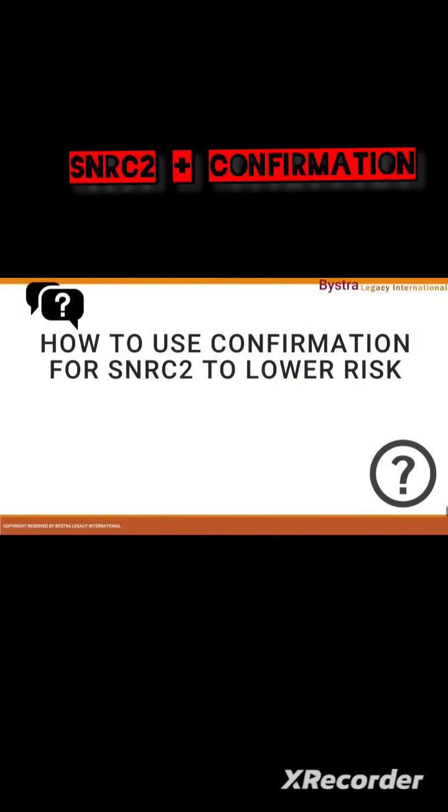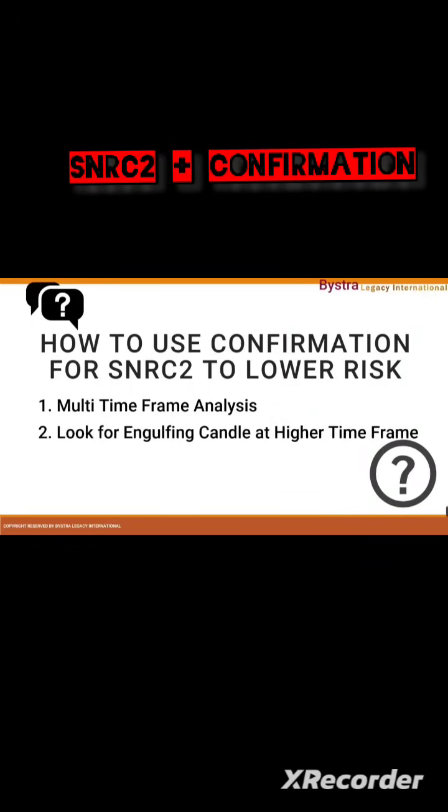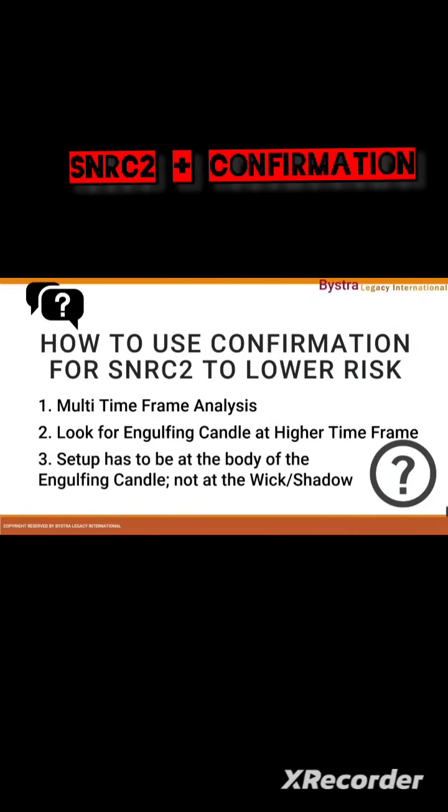So how do we use the confirmation for SNRC2 to lower our risk of trading? First, it's always multi-time frame analysis. This is the keyword, multi-time frame analysis. Second thing, we must look at the setup at the higher time frame and make sure that it is an engulfing candle. Thirdly, the setup has to be at the body of the engulfing candle at the higher time frame, and please do not be at the wick or the shadow of the candle at the higher time frame. If the setup is at the wick or the shadow of the higher time frame, then it is considered very high risk. Therefore, do not take the trade.